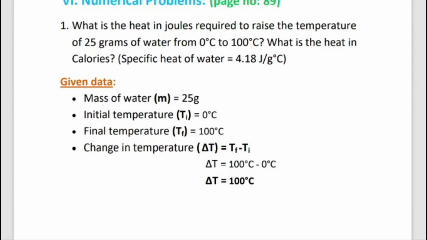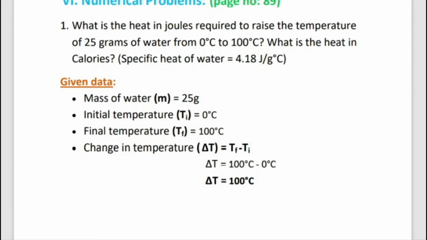What is the heat in joules required to raise the temperature of 25 grams of water from 0 degrees Celsius to 100 degrees Celsius? What is the heat in calories? The specific heat of water is given as 4.18 joules per gram degree Celsius.